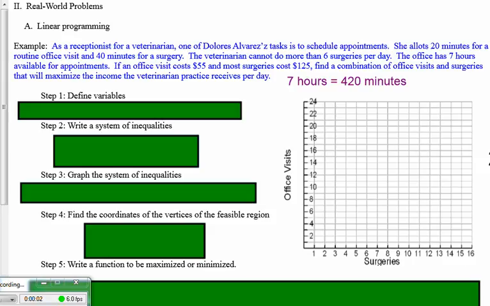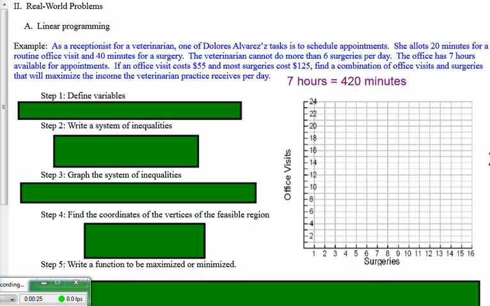Our last video for 3-4 is a real-world situation where linear programming might come in handy or might be used. So for this example, as a receptionist for a veterinarian, one of Dolores Alvarez's tasks is to schedule appointments. She allots 20 minutes for a routine office visit and 40 minutes for a surgery.